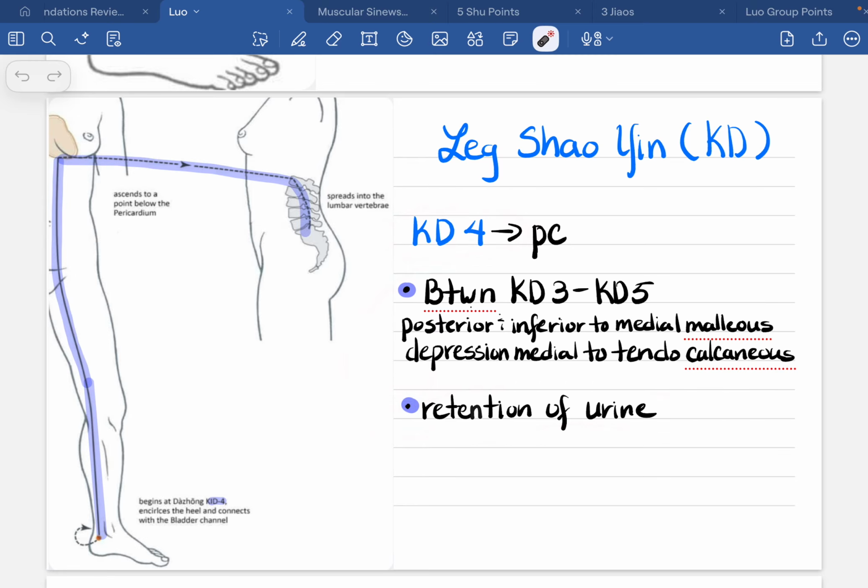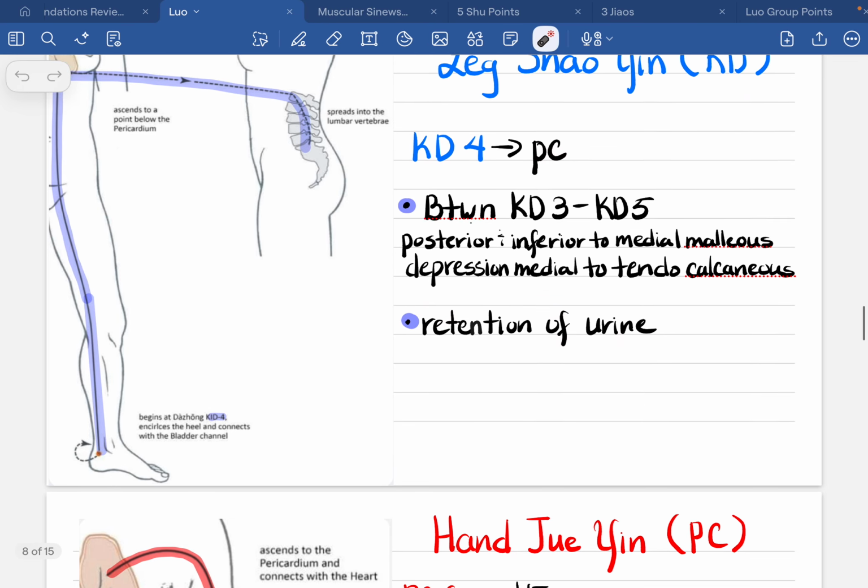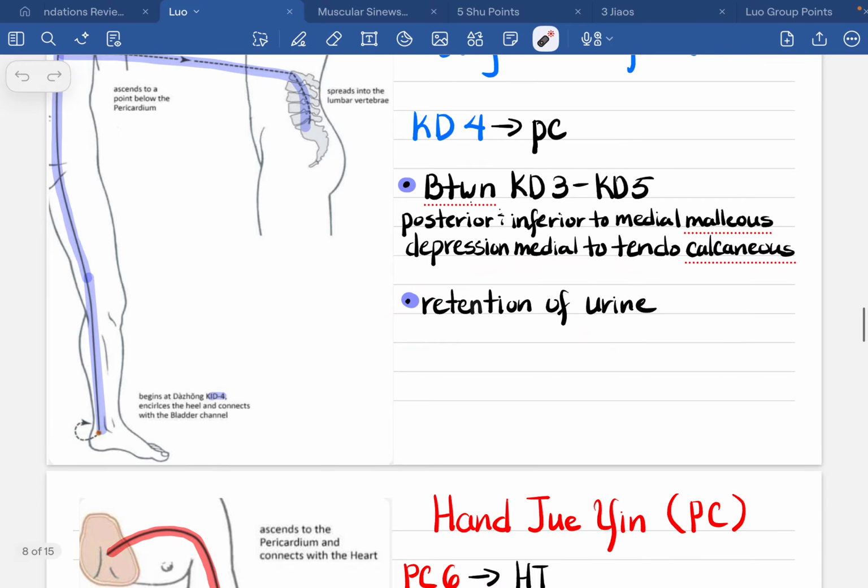Or that there's a relationship imbalance between the fire and water, and so that's why the retention of urine can also occur. You can think of it that way, and so that's why the Luo of the kidneys 4 can address retention of urine.